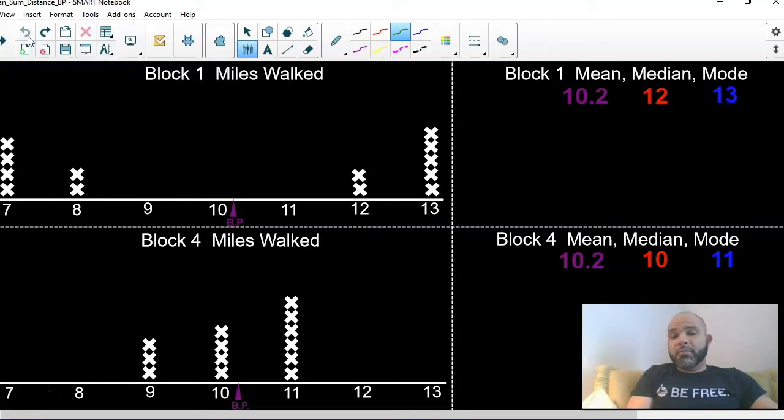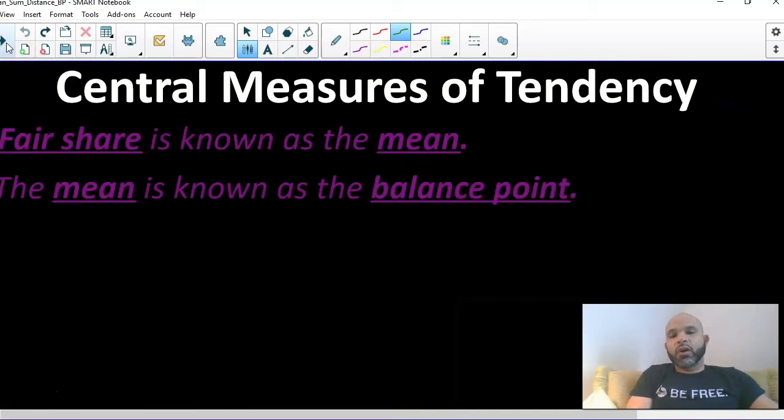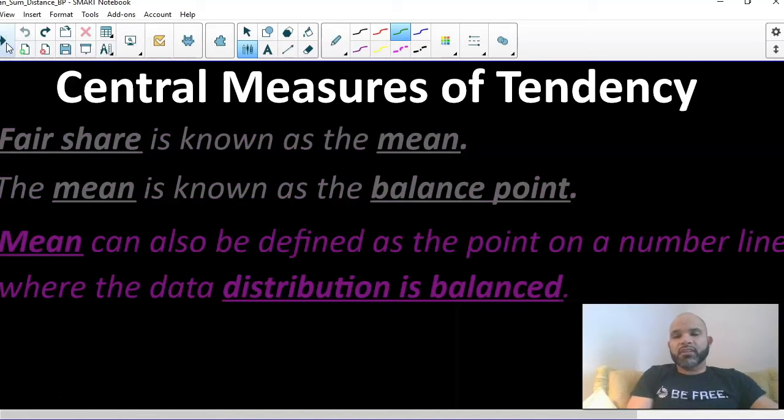Another argument that could have been made, I could have come up with another one and said, well, you know what? I like the way that the data is distributed here for block 4, right? The distribution of data is close. Now, what in the world does that mean? The distribution of data. Well, let's go over what we talked about previously. So the central measures of tendency, fair share is known as the mean. The mean is also known as the balance point. Okay. Now, this is what we're going to talk about today. Mean can also be defined as the point on a number line where the data distribution is balanced.